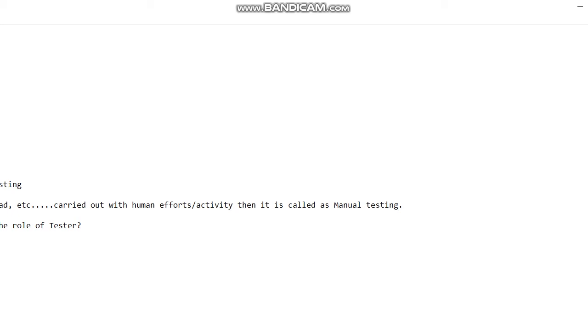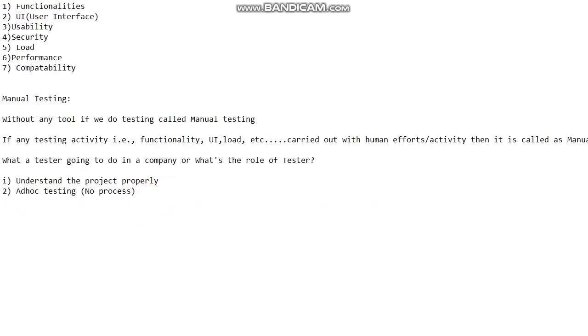The second one is ad hoc testing. Ad hoc testing means there will be no process, you are not following any document or mechanism to do testing. If you are not following any mechanism or any documents, then we can name it ad hoc testing. We can perform this also.